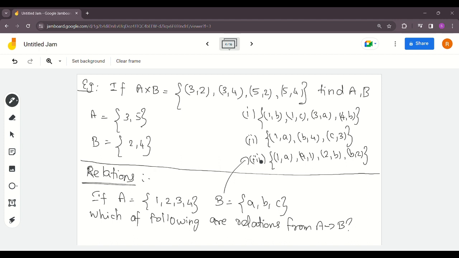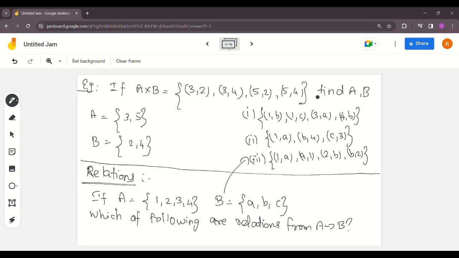Now I think you guys are able to understand it better. So for a relation to exist from A to B, the simple thing is to find out A cross B and check with your given question. Your given question should always be a subset of your Cartesian product. Subset means whatever elements are given in your question should be present in the Cartesian product. If it is present, then it is a relation. If it is not present, it is not a relation. As simple as that.